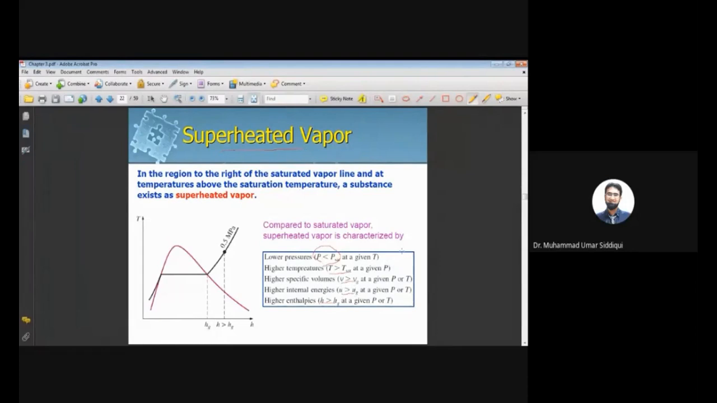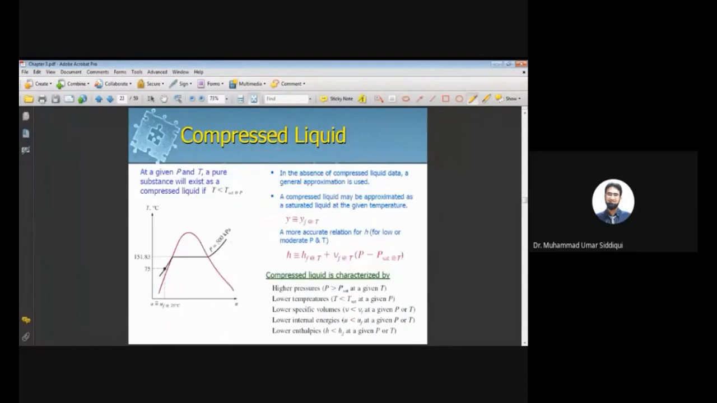Similarly, for compressed liquid: T less than T saturation, V less than VF, U less than UF, H less than HF, S less than SF. For all the cases, when it is less than the F value or saturation value, it is compressed liquid. Only for pressure, it goes the other way around. If P is greater than P saturation, then it is compressed liquid.